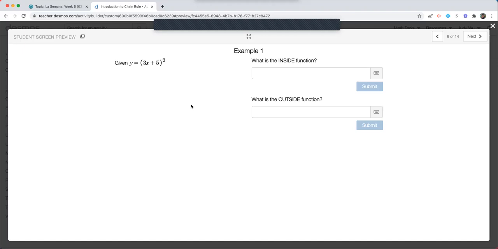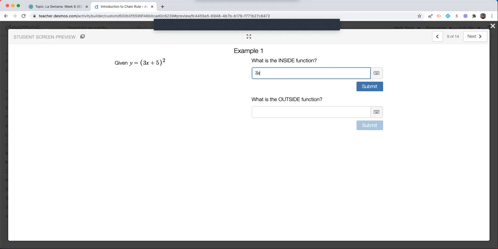Well, what are you going to do with that x first? Are you going to square it first? Are you going to add 5 first? What are you going to do first? Yeah, we're going to evaluate that 3x plus 5 part, okay? So the 3x plus 5, that's the first thing we do. That's considered our inside function.